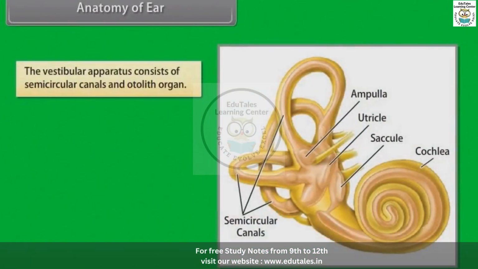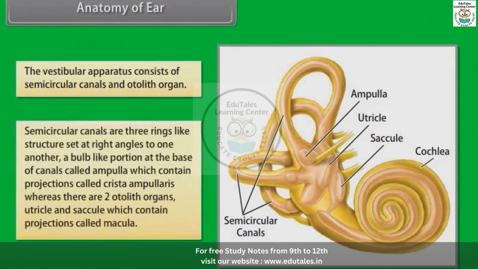The vestibular apparatus consists of the semicircular canals and the otolith organs. Semicircular canals are three ring-like structures set at right angles to one another, with a bulb-like portion at the base of the canals called the ampulla, which contains projections called the crista ampullaris. There are two otolith organs, the utricle and saccule, which contain projections called the macula.